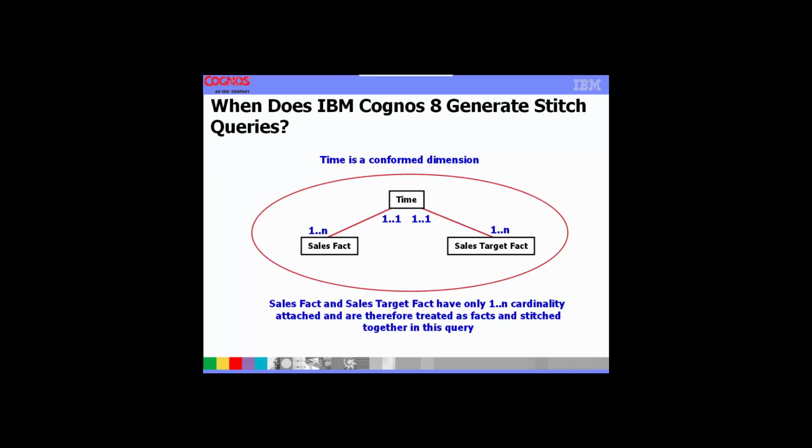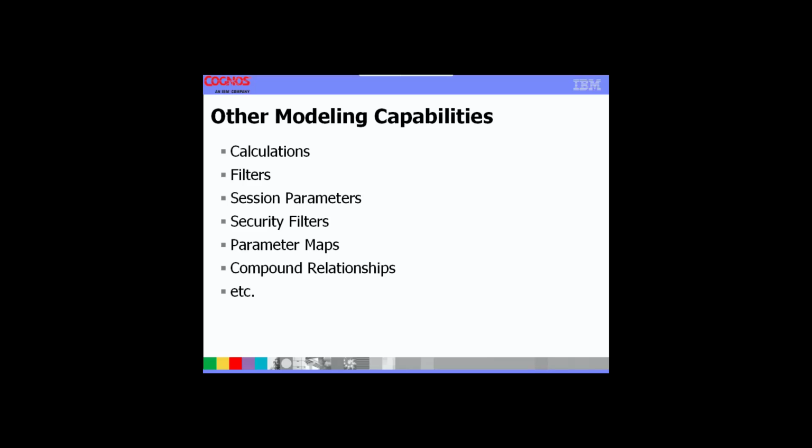So what we're not going to be covering today is calculations. We will probably do one filter, but we're not going to go into any detail. There are all these other things that we can do: security filters, using session parameters, macros, parameter maps. This is just to give you an idea that the product is quite powerful, but it's quite involved, and so it really requires some time to sit down and work with the product and actually get some training on the product.